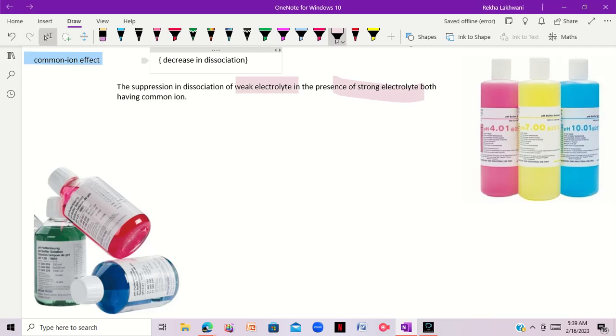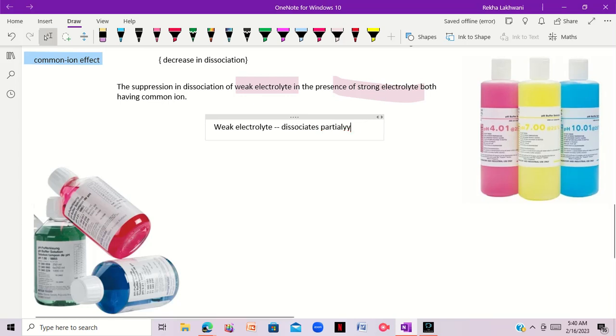Okay, we know that the weak electrolyte already does not dissociate in a well manner, right? Let me write over here, weak electrolyte dissociates partially. Normally it is dissociating partially.